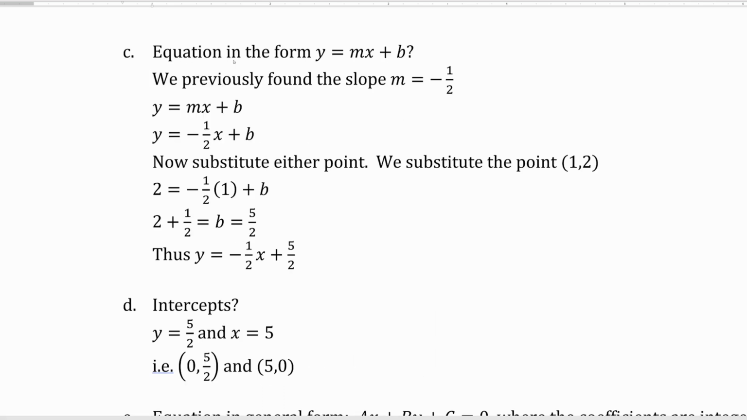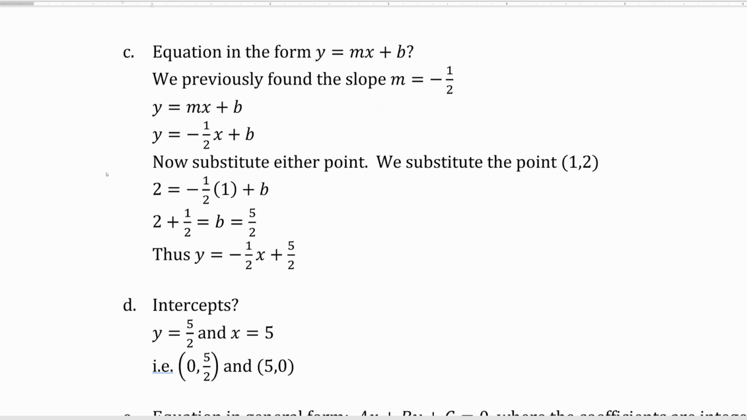Now let's find the equation in the form y equals mx plus b, the slope-intercept form. We previously found the slope was negative 1/2. We know the slope-intercept form, and we substitute m equals negative 1/2 here. Now we substitute either point. For example, we can substitute the point (1, 2). The y value 2 goes here, and the x value 1 goes here.